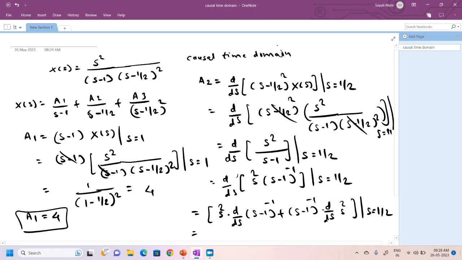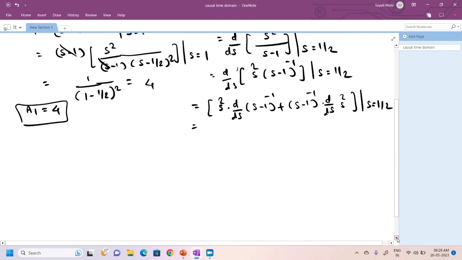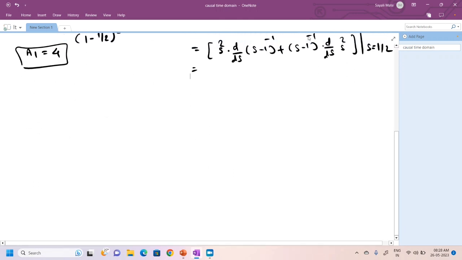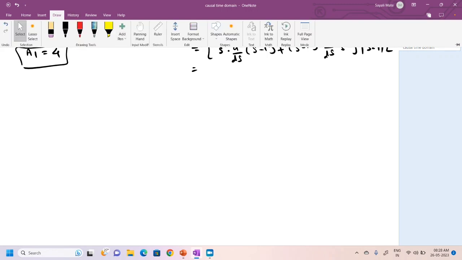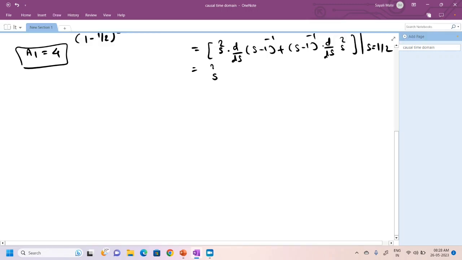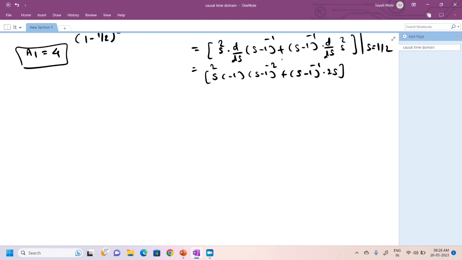Now we will solve this. So this is equivalent to s², the first term as it is, then d/ds of this term is given by −1 into (s − 1)⁻², plus (s − 1)⁻¹ as it is into 2s, at s = 1/2. Now let us substitute all the values in this.